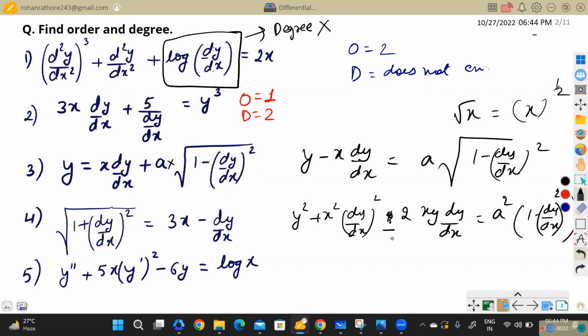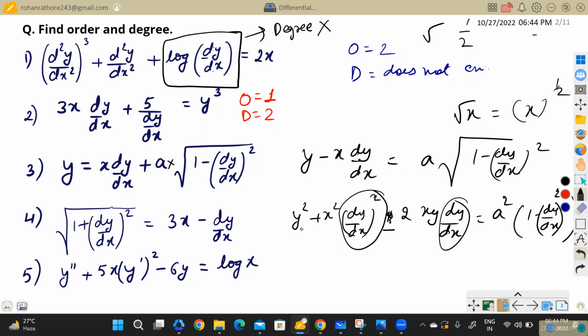So this is what we get, and we can see that now there is no derivative present in the equation which has an exponent that is a radical expression. Radical means it's not in root or in power 1 by fraction. So everything is now a positive integer. Here we have dy by dx to the power 2, here also, and here also.